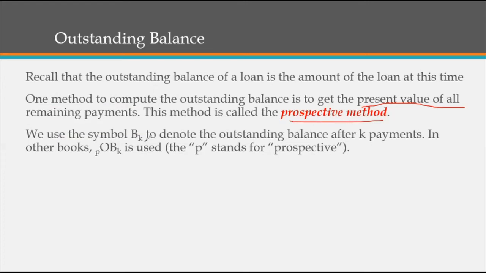We use the symbol B sub K. Ibig sabihin natin ng B sub K ay yung outstanding balance after K payments. In other books, ang ginagamit nila ay OB sub P, OBK is used. Ibig sabihin ng P doon ay prospective. Sa ibang mga libro. Pero in this lecture, ang gagamitin natin symbol ay B sub K.